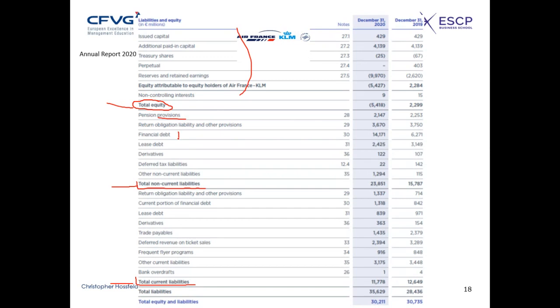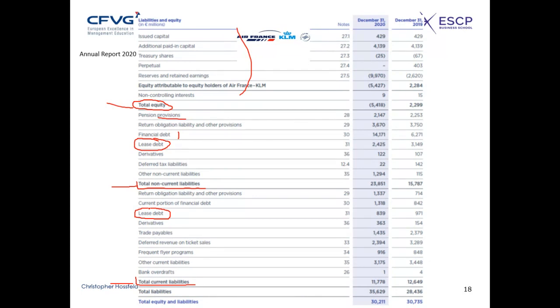As I said before, leased assets are on the asset side of the balance sheet as right of use asset. And I see also on the liability side of the balance sheet the corresponding lease debt, because when I rent an asset, I commit the company to make lease payments over the next years, and therefore I need to show lease liabilities in the balance sheet. Okay, so that's the Air France balance sheet.